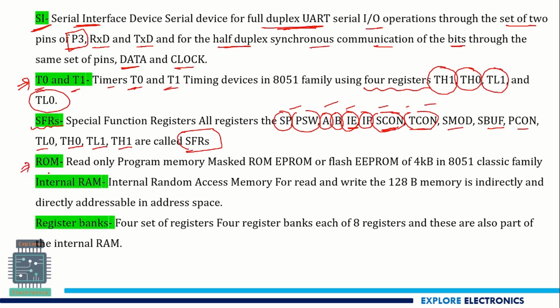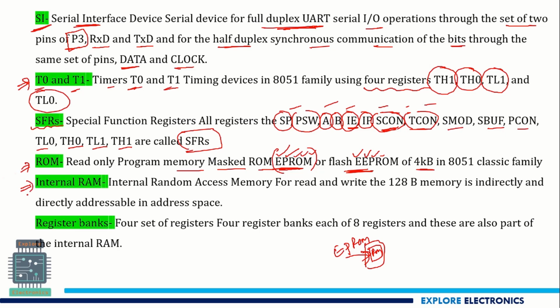And we have seen ROM, that is EPROM, electrically programmable ROM, meaning we can program the microcontroller from the external world. In the ROM we load the instructions or the program. It is electrically programmable ROM, you can program this electrically, that's why the name is EPROM. Or it will be flash EEPROM, electrically erasable and programmable ROM, of 4 KB.